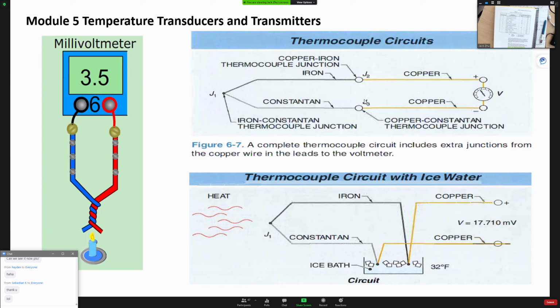Because you need to bring the signal out to wherever the measurement point is, you use copper wire. Copper is a good conductor. You don't want to create too much resistance, because iron and constantan have too high resistance. So that's why later on you just use copper as the conductor to bring the voltage out to your measurement.